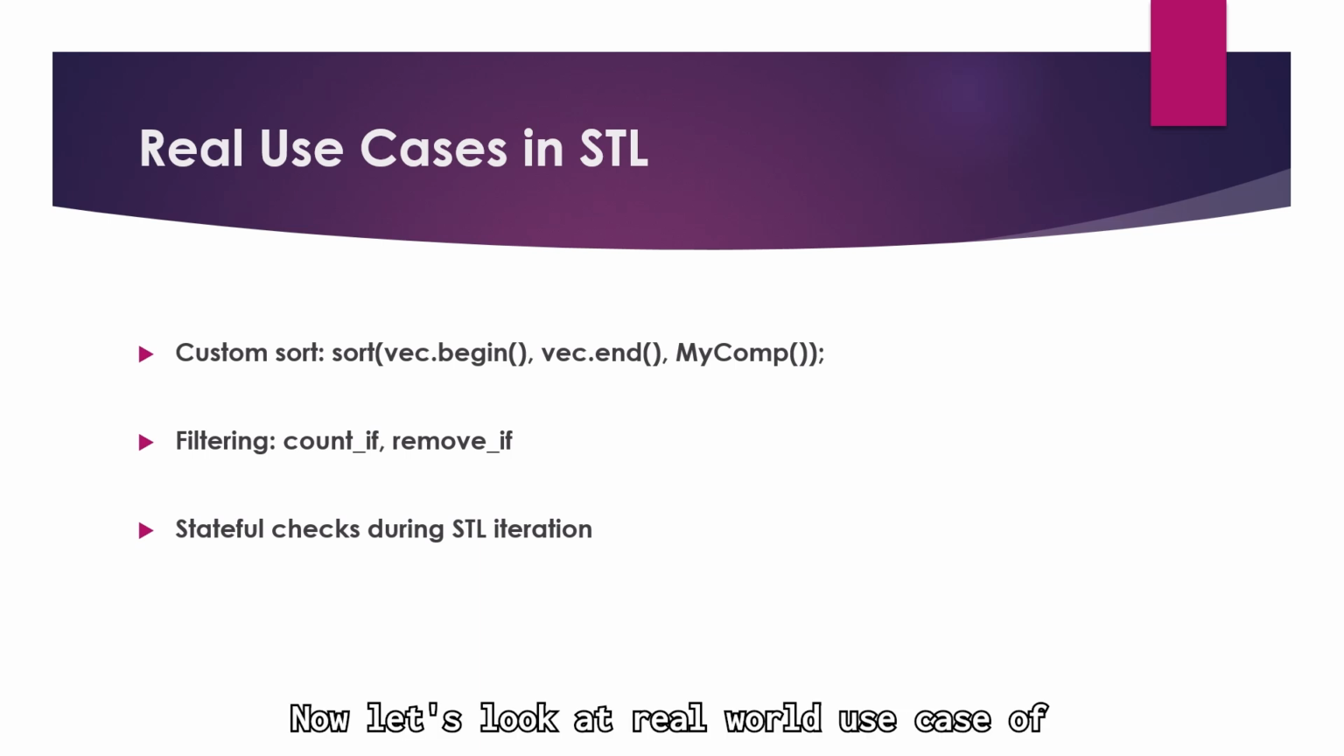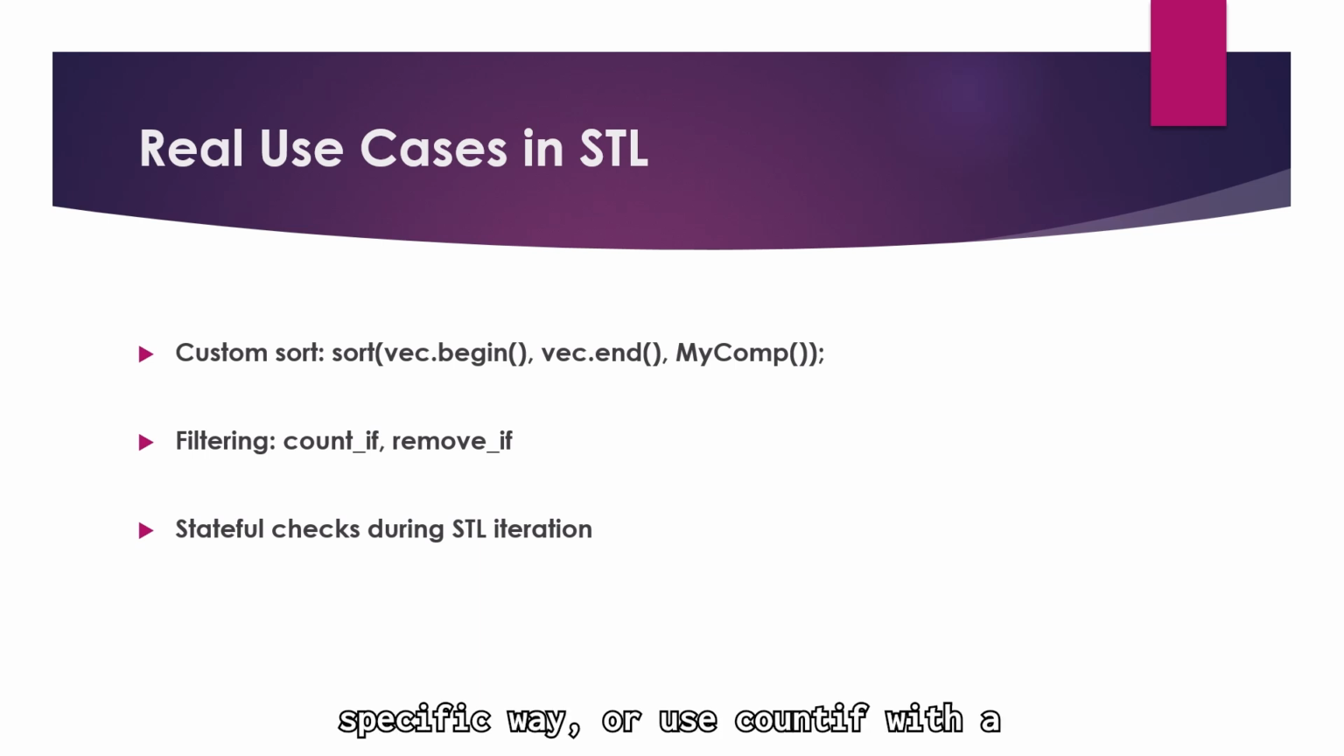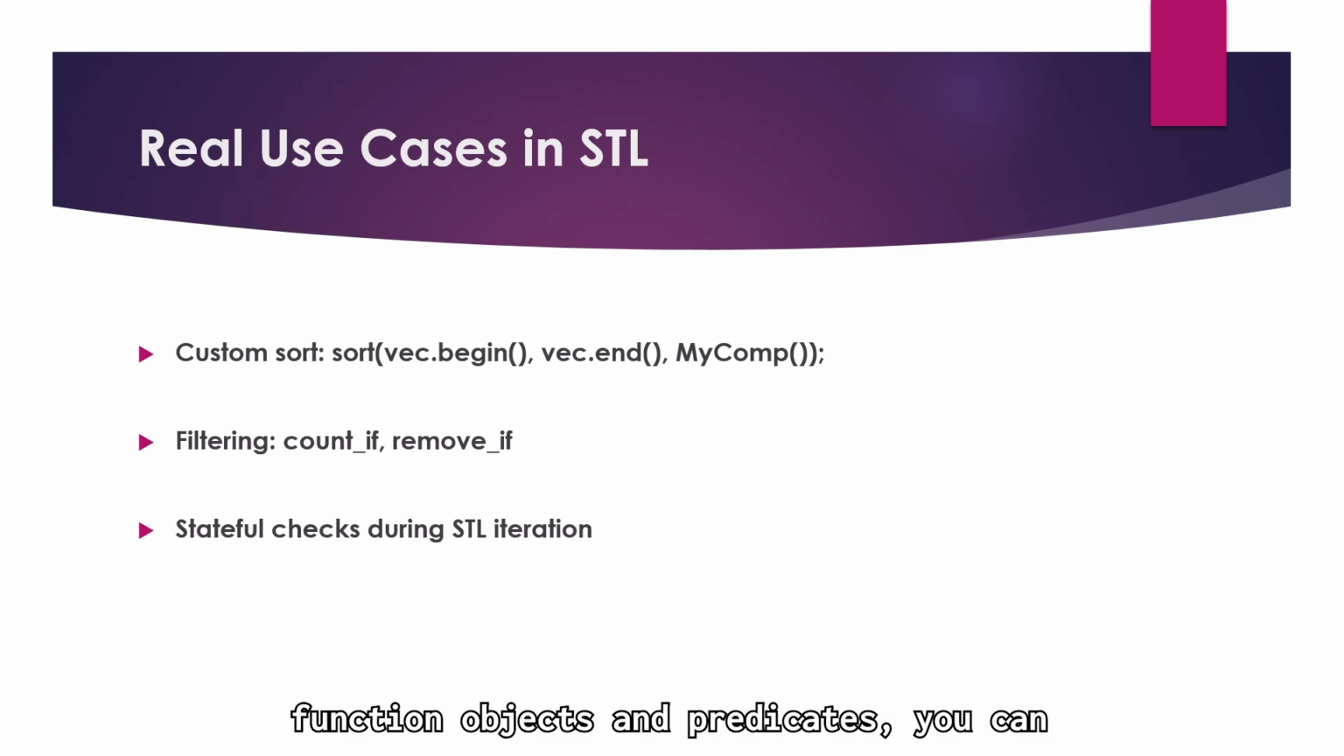Now let's look at the real-world use case of functors and predicates. Functors and predicates are widely used in STL algorithms like sort, findIf, countIf, removeIf, and transform. For example, you can use a custom comparator in sort to order elements in a specific way, or use countIf with a predicate to count how many numbers in a vector are greater than a particular value. By leveraging the power of function objects and predicates, you can write more expressive, efficient code. Functors and predicates are incredibly versatile tools that let us embed complex logic directly into our algorithms.